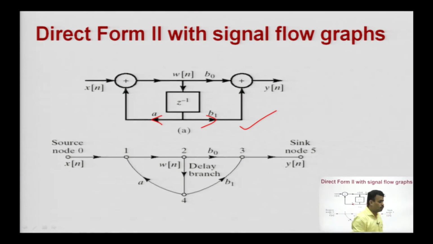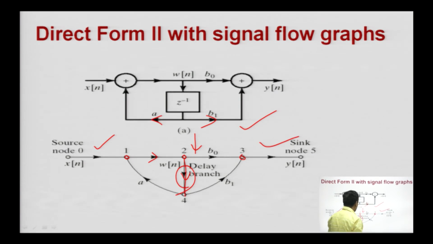Okay. So, this is the block diagram of direct form 2 and this is the corresponding signal flow graph. Nodes, adders you are showing by the nodes, and the branch shows the delay element, and there will be some source node for the input and some node in terms of output.